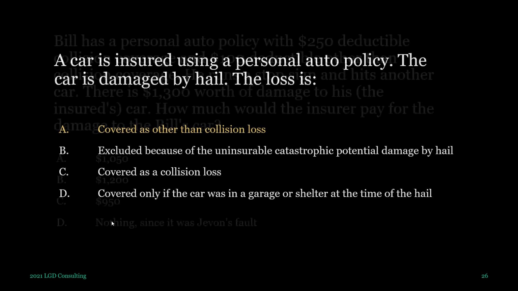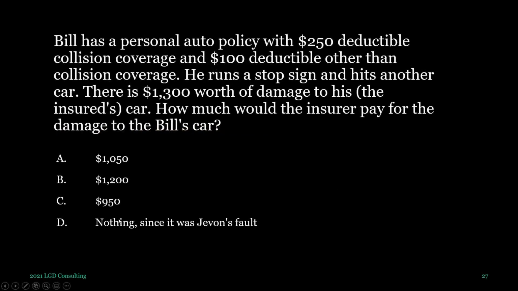All right. Bill has a personal auto policy with a $250 deductible for collision and a $100 deductible for other than collision. He runs a stop sign and hits another car. There's $1,300 worth of damage to Bill's car. How much would the insurer pay for the damage to Bill's car? Okay, so it's in the question. He runs a stop sign and hits another car. That means it's his fault. So it's a collision claim. So it's going to be the $1,300 loss minus the $250 collision deductible. And so $1,050 is what it's going to pay.